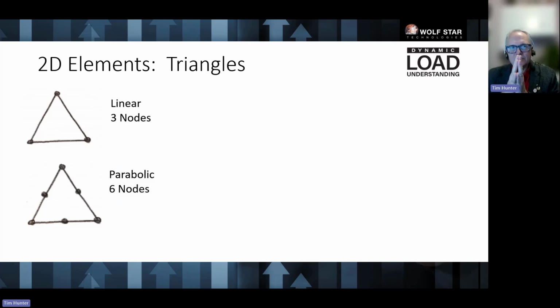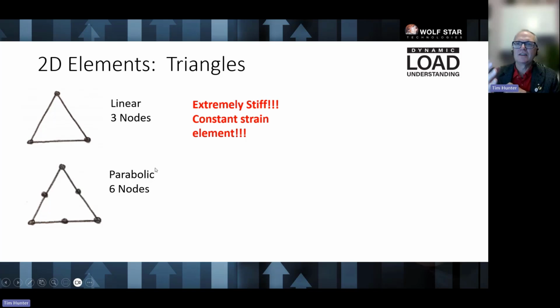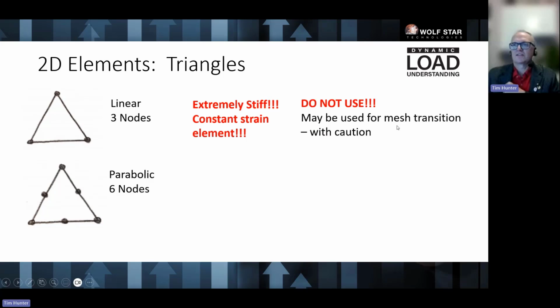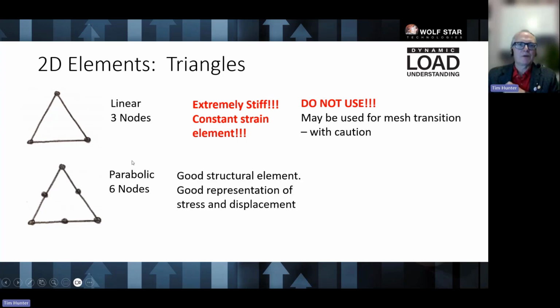So getting into the continuum elements, the first ones are going to be the triangles. You've got the linear 3-noded meshes, and you've got the parabolic 6-node meshes, and these are basically extremely stiff, and they're constant strain elements. Okay, these triangular elements are super stiff. Do not use these. This mesh may be used for transition. Use with caution.